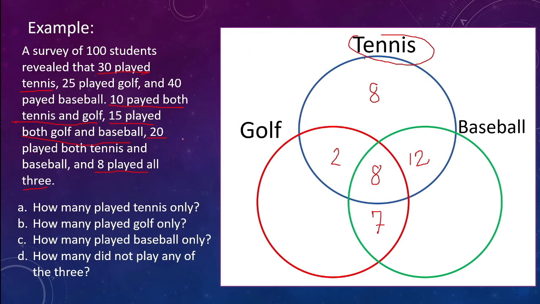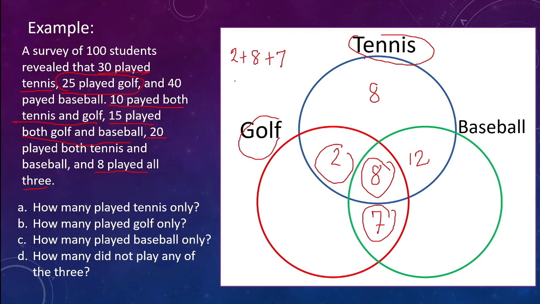Let's proceed to golf. Sabi dito, 25 played golf. So, sa golf, meron ka ng dito, sa part na to. Meron ka ng 2, 8, at 7. So, sabi 25 daw yung naglaro. So, add natin yung 2 plus 8 plus 7 is equal to 17. So, ma-minus natin yung 17 sa 25. 25 minus 17, we have here 8. So, that means 8 students played golf only.